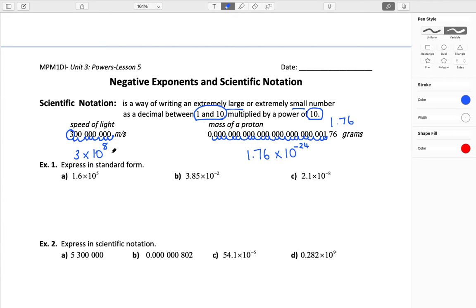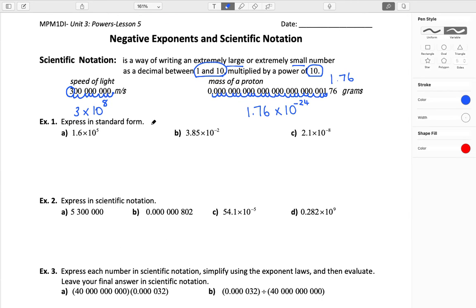If it's a big number, greater than 1, it's a positive exponent. But if it's less than 1, then it's going to be a negative exponent. Okay, so let's try this. Number 1a says express in standard form. Standard form means get rid of the exponent, so don't write it in scientific notation.